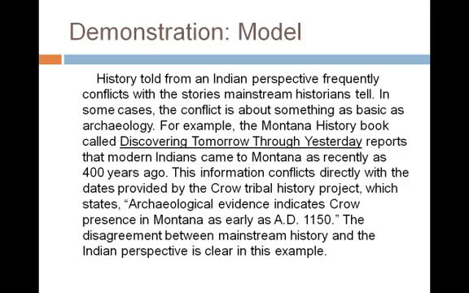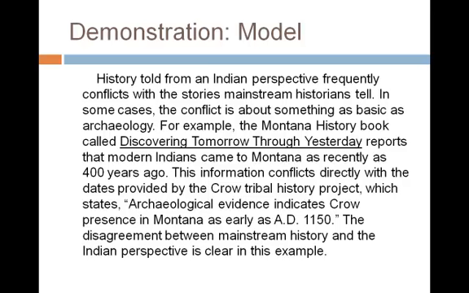So my paragraph starts with the thesis. History told from an Indian perspective frequently conflicts with the stories mainstream historians tell. In some cases, the conflict is about something as basic as archaeology. For example, the Montana history book called Discovering Tomorrow Through Yesterday reports that modern Indians came to Montana as recently as 400 years ago. This information conflicts directly with the dates provided by the Crow Tribal History Project, which states, quote, archaeological evidence indicates Crow presence in Montana as early as AD 1150, end quote. The disagreement between mainstream history and the Indian perspective is clear in this example.